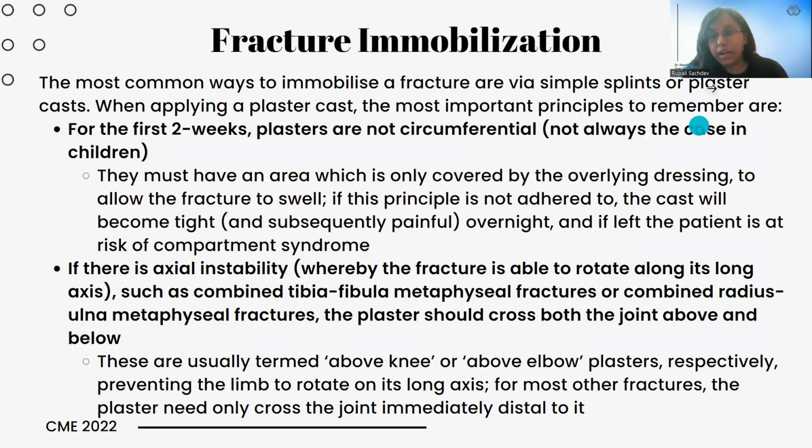So the second part that you need to know, how to immobilize a fracture. So these are where your splints and casts are involved. Now, the two main things to know in this is, in the first 2 weeks, plasters are not circumferential. This is not always the case in children.